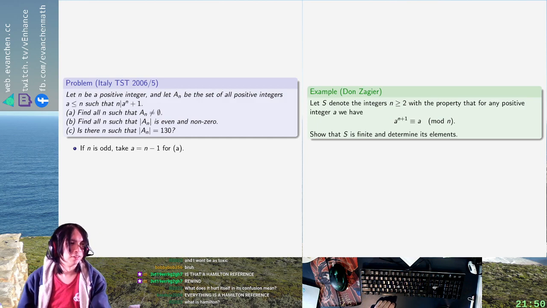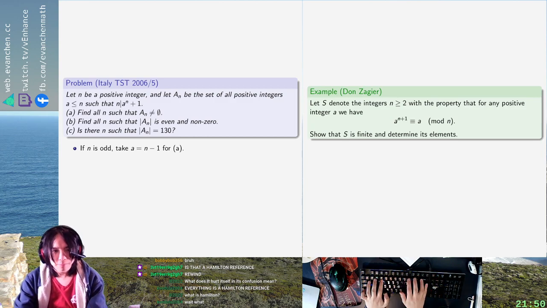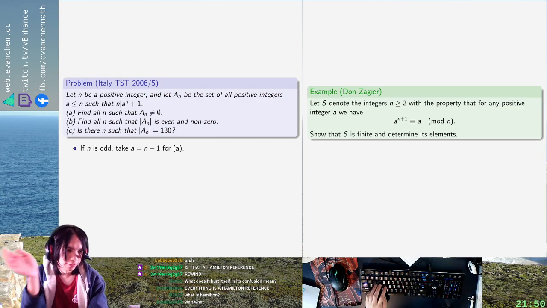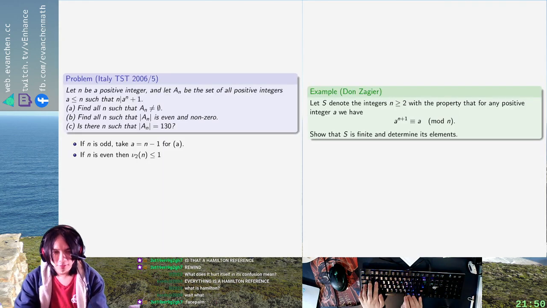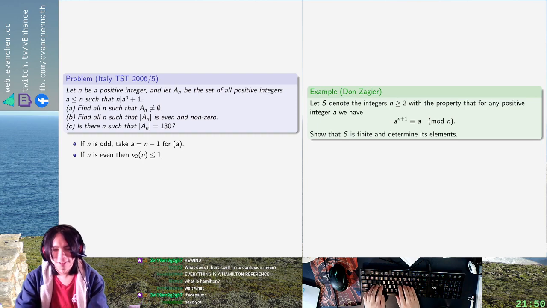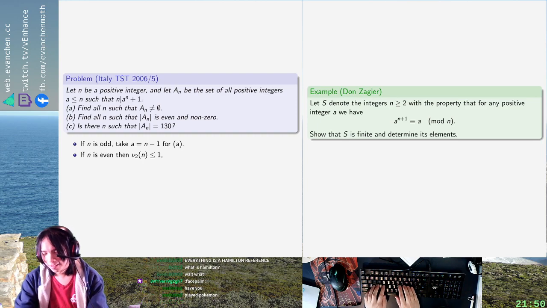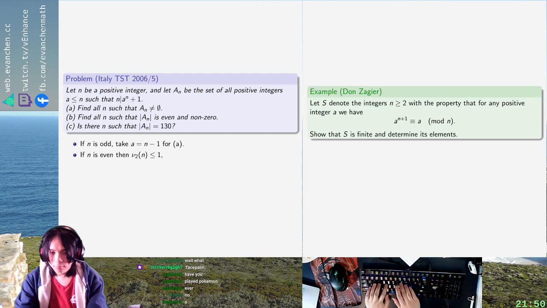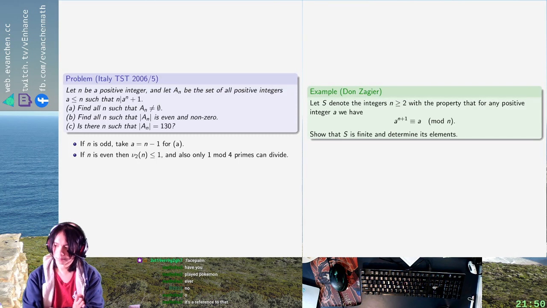Ignore everything I just said for the last like 10 minutes. That's all garbage. And also only 1 mod 4 primes. So something like 2 times 5 will work. Does something like 2 times 5 times 31 work? It ought to, right?